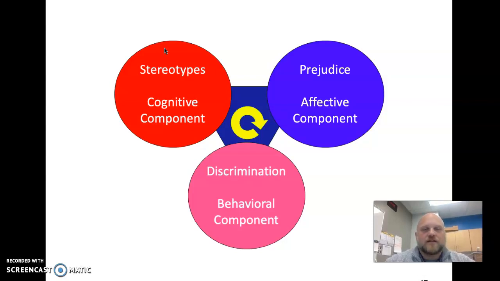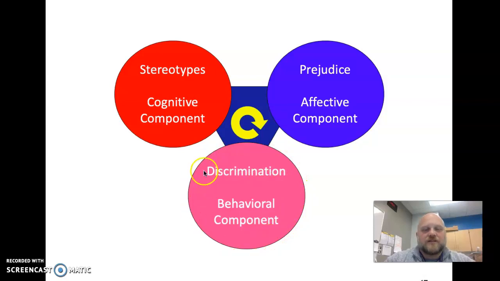If you have a cognitive component here, you might say that purple people are bad drivers. You have a negative thought about that group. And then prejudice is the affective component. This is the way somebody would feel about that group of people. So, I don't like purple people. They make me disgusted, or whatever. Kind of a negative feeling about them.